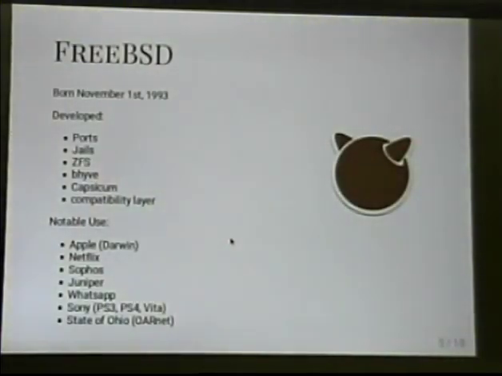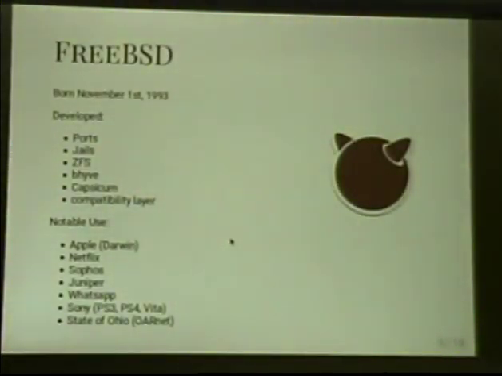Sometimes it can be a bit iffy, but it is what it is. Notable use is Apple in Darwin, which undergirds Mac OS X, so basically all of the OS X products are based on BSD in at least a theoretical way. Netflix uses it for their servers. Sophos and Juniper use it as a foundation for some of their operating systems.